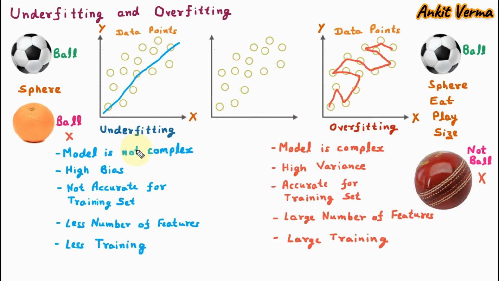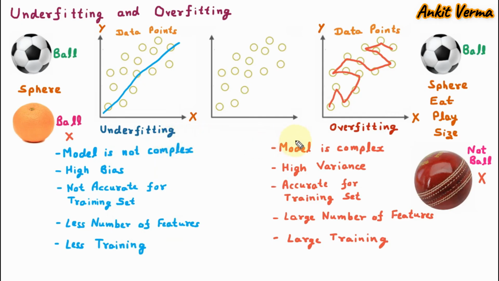Now we are learning how to overcome underfitting. These are the points of underfitting. Just do the reverse. To overcome underfitting, we should increase the complexity of the model. We should reduce the bias. We should increase the number of features. We should increase the training. So by doing the opposite, we can overcome underfitting.